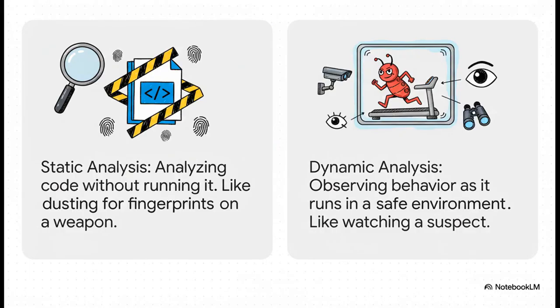All right, so every good detective has a playbook, right? And in malware analysis, there are two main ways to tackle a case. First, you've got static analysis. This is basically examining the crime scene. You study all the evidence, the code, its structure, any text inside, without ever letting the suspect make a move. And then you've got dynamic analysis. This is the stakeout. You let the malware run, but you do it inside a totally controlled, safe environment, and you just watch its every move.